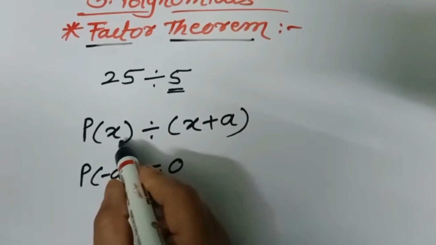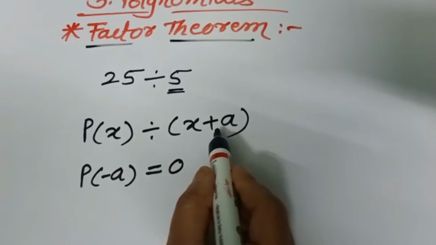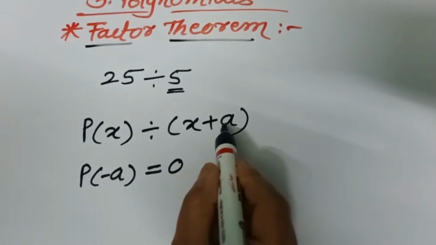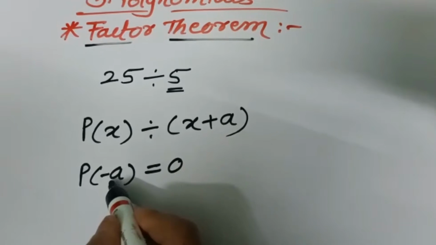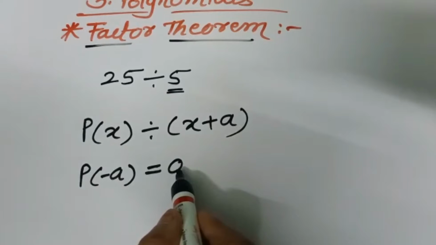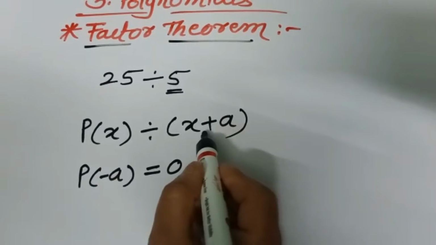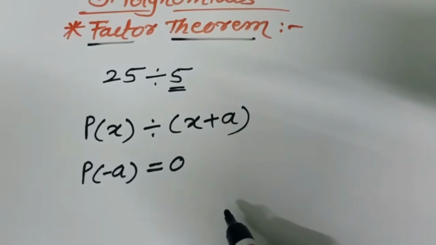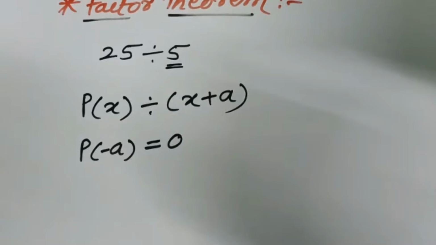If p of x, a polynomial in terms of x, is divided by a divisor x plus a, then by putting the opposite value, that is minus a, in place of the variable, if we get 0 as a remainder, then we can say that the divisor x plus a is a factor of that polynomial. So based on this concept, we are going to learn a few examples.